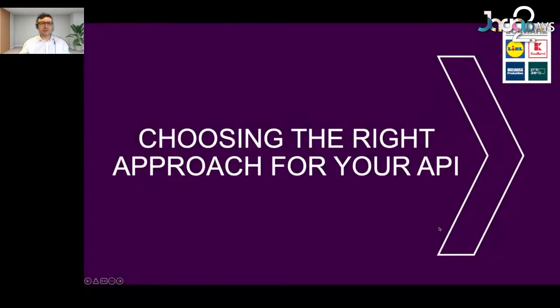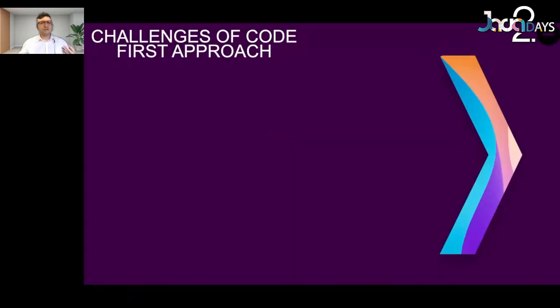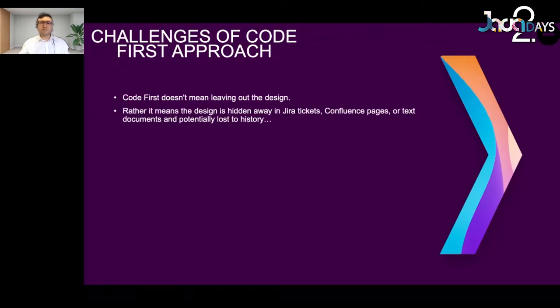Choosing the right approach for your API. So there are advantages and disadvantages with both approaches. And in the end, choosing the right one boils down to your immediate technological and strategic needs. First, let's look at some negatives of the code-first approach. So the code-first approach doesn't mean leaving out the design. What it means is that the design is hidden away in Jira tickets, Confluence pages, text documents, and potentially lost to time and history forever.